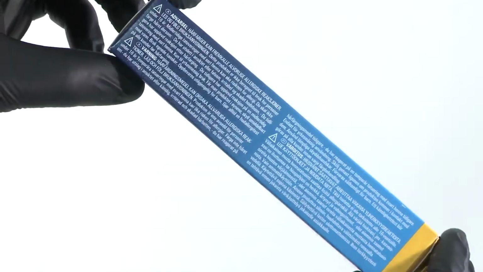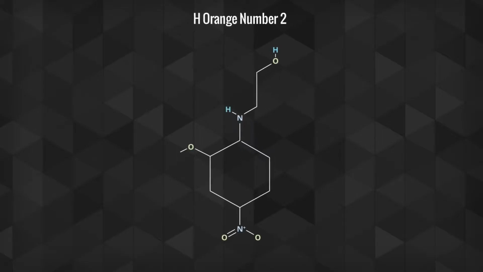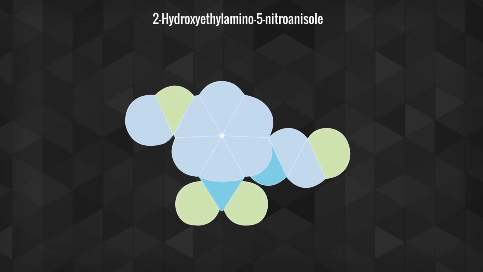Hair colourants can cause severe allergic reactions. Always read and follow instructions. There are certain chemicals in colouring products that are not intended for use on persons under the age of 16, and this will be stated on the instructions. HC Orange No. 2 and 2-hydroxyethylamino-5-nitroanisole. This product is not intended for use on persons under the age of 16.